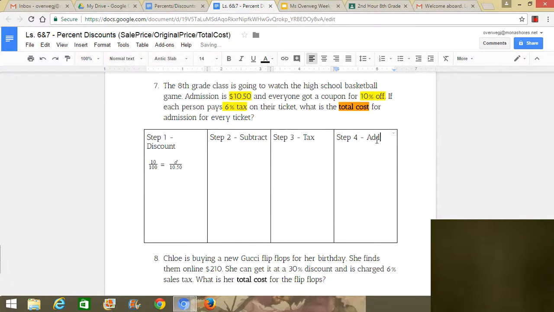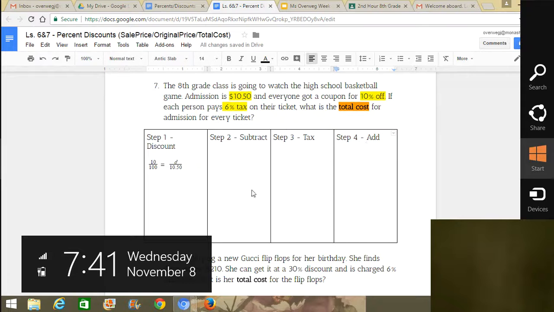add. Okay, so we're doing proportion, find the discount, then we're subtracting to find the sales price, proportion to find the tax, add sales price and tax, and you will have your total cost. A lot of steps. Most of them are pretty simple, and I have a lot of confidence that you'll do just fine in getting this. So let's look at step 1.